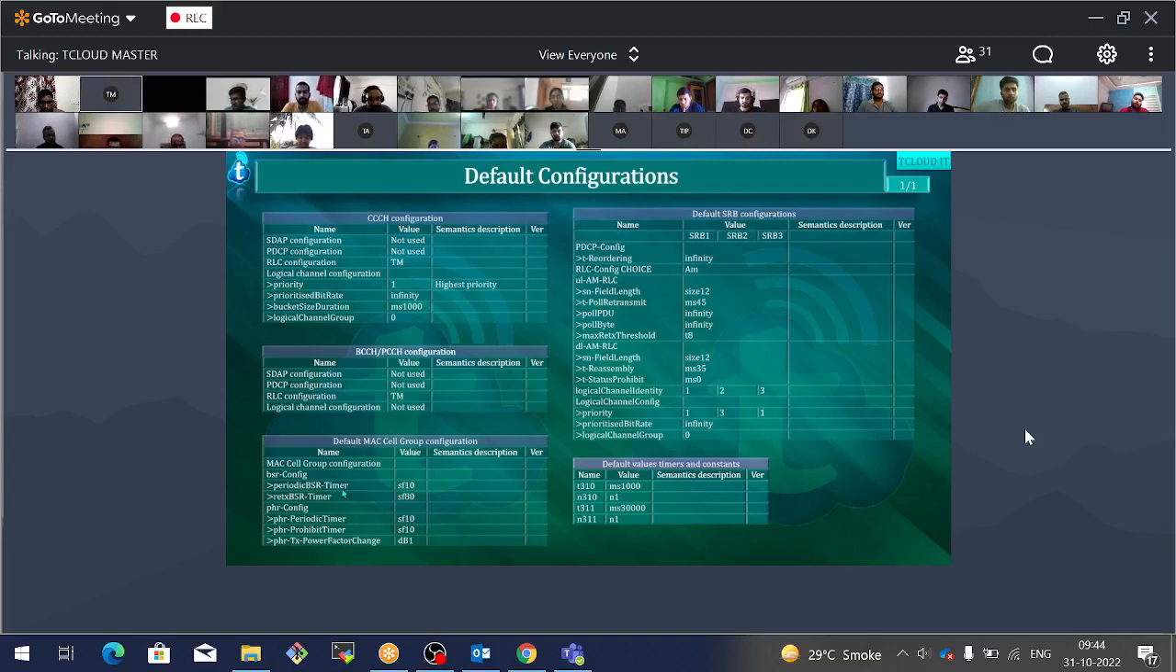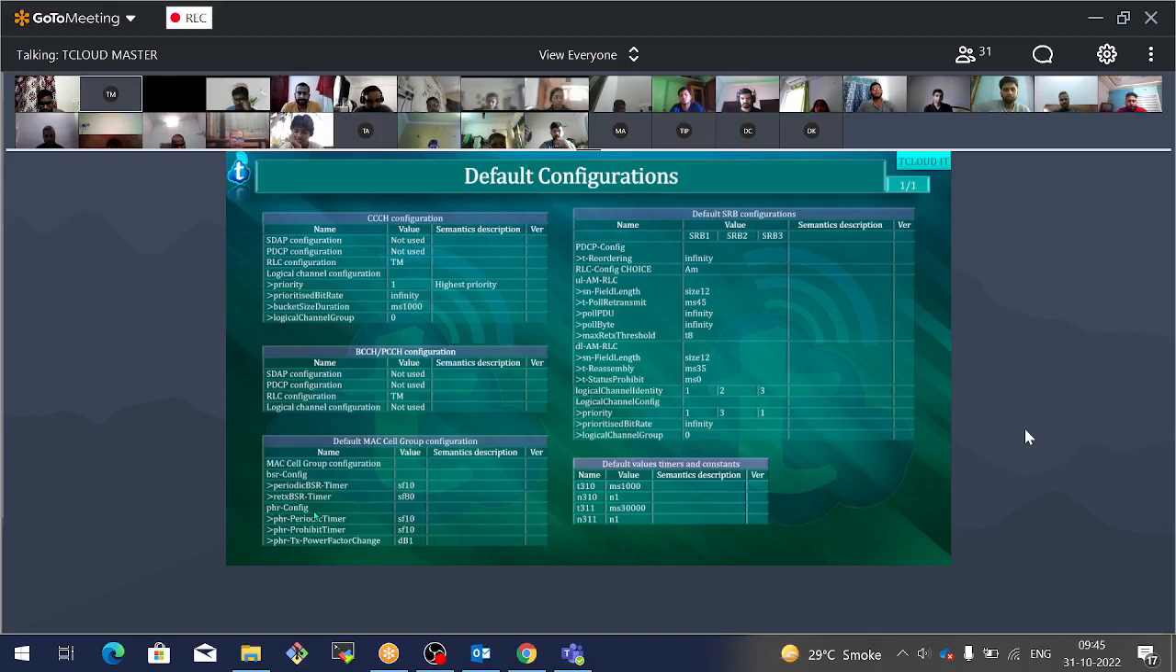And if you are not provided with the resources even after sending the buffer status, you are allowed to resend the buffer status report once again after SF80, after 80 subframes. Like that, some timer related values are configured.